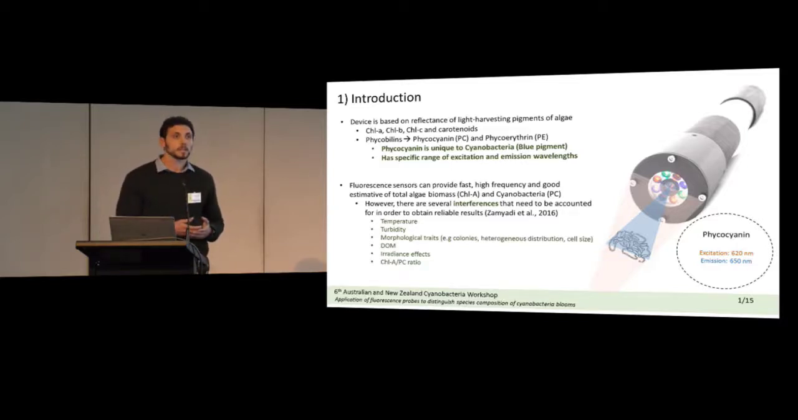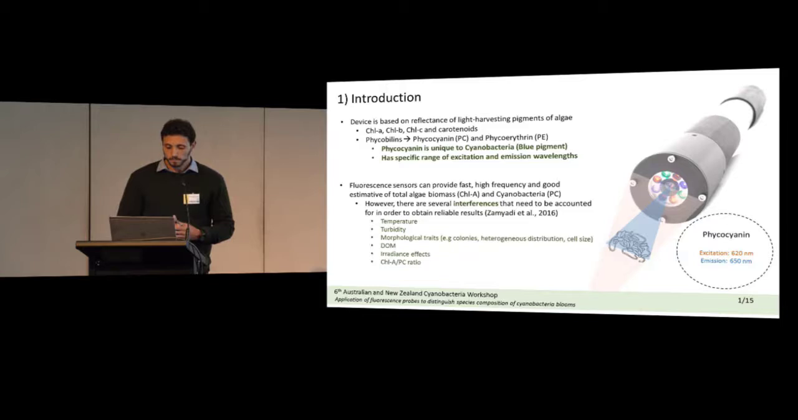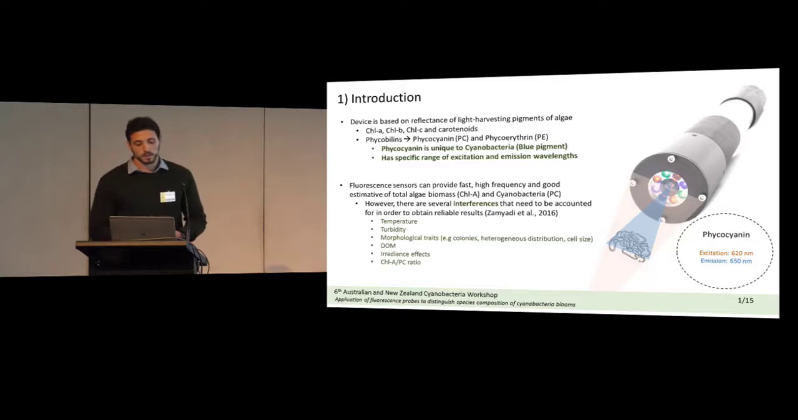In regards to cyanobacteria, phycocyanin is a pigment of interest since it's unique to this phylum, and it is also the pigment that characterizes and gives the name of blue-green algae. It also has a specific range of excitation and emission, so it makes it possible to identify it in a water sample.